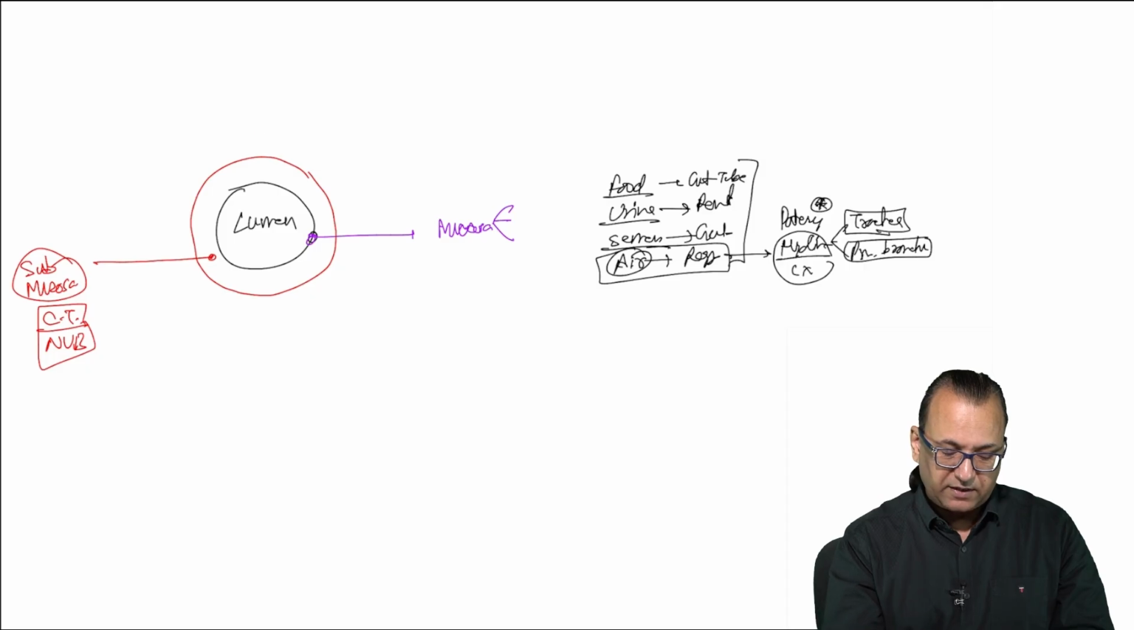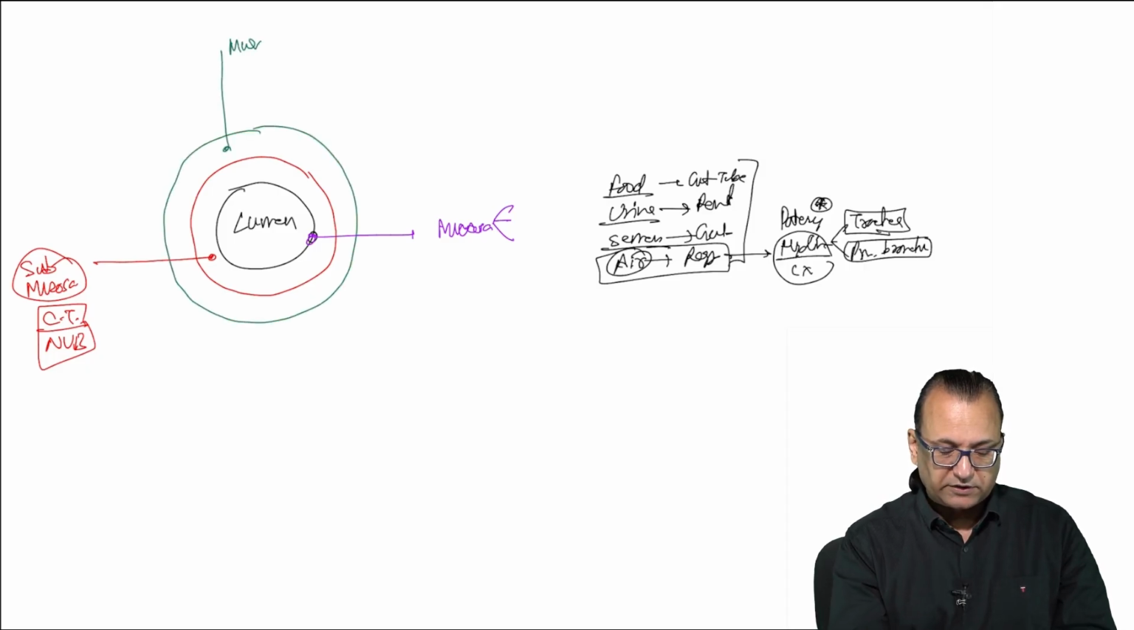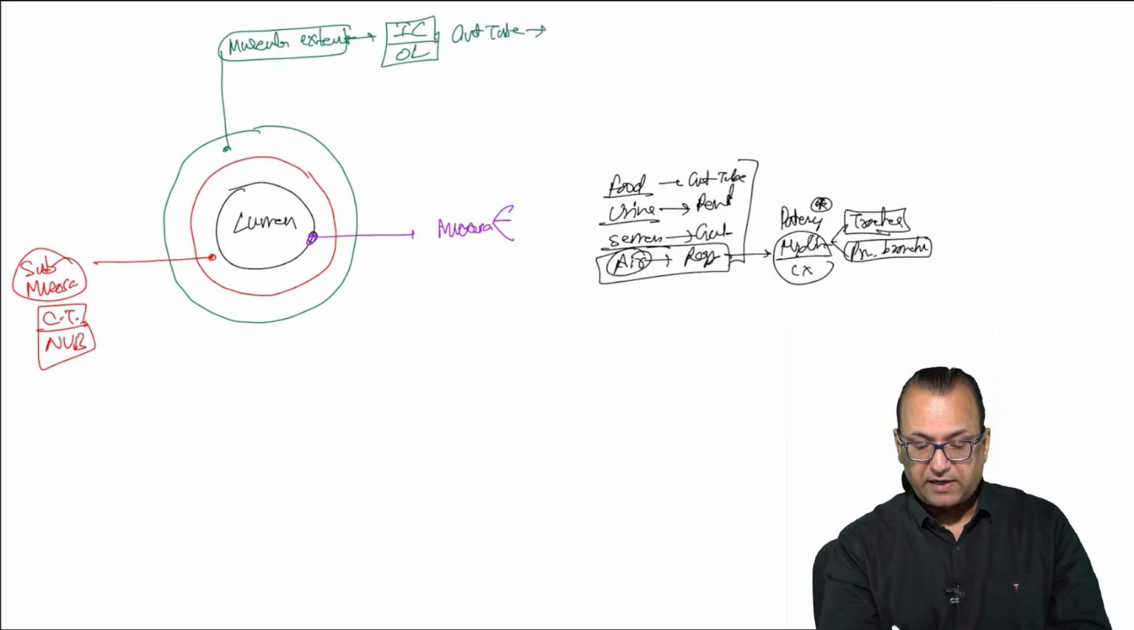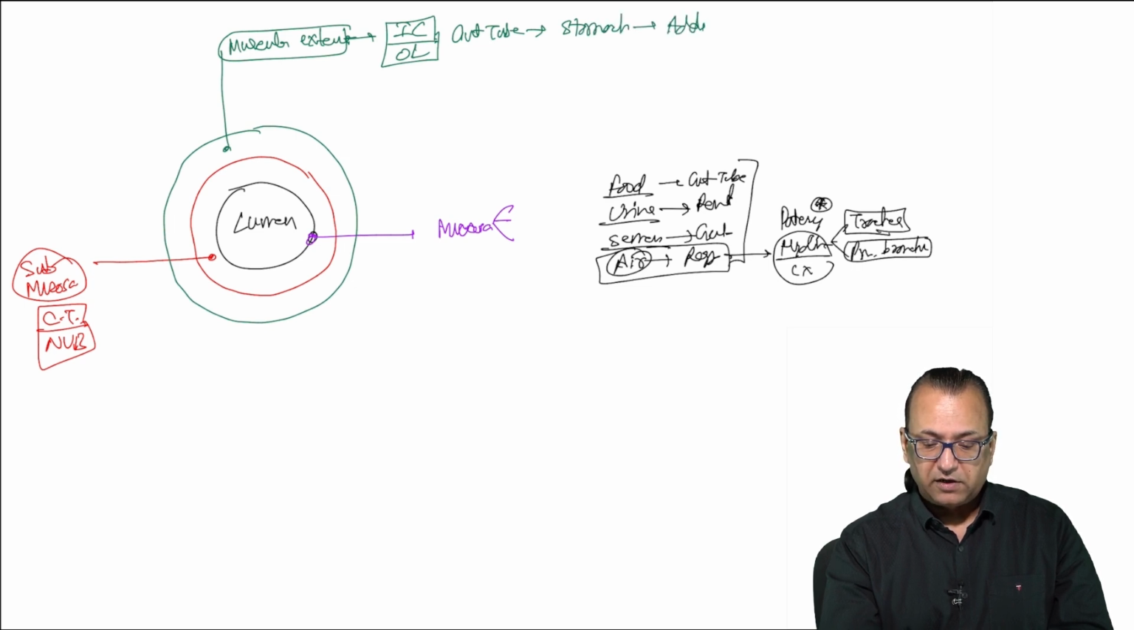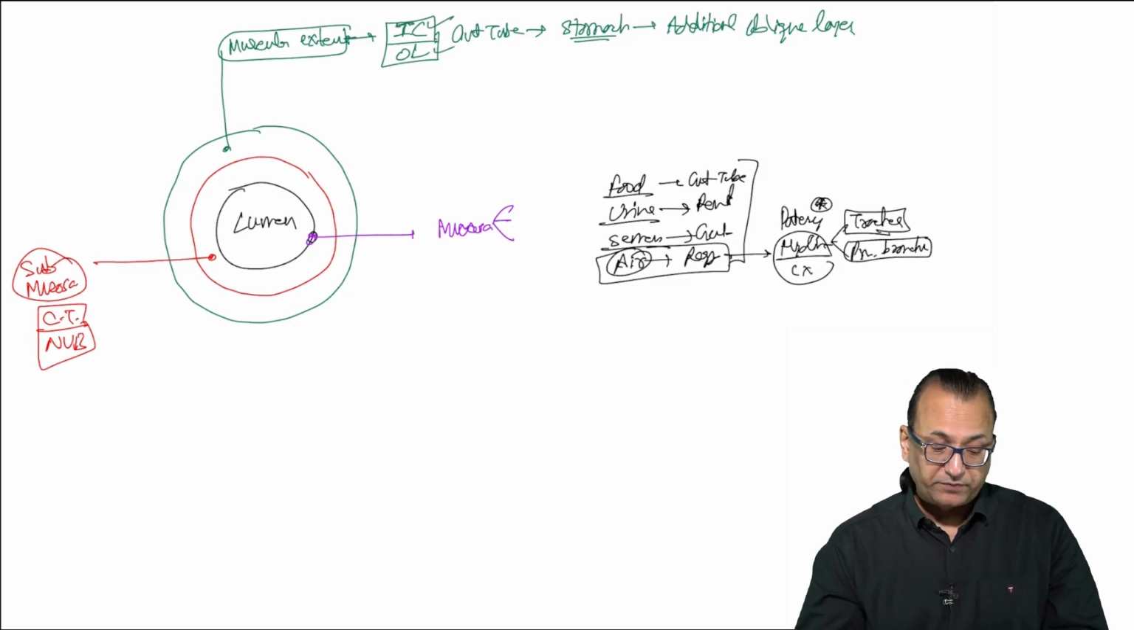What is outside that? Outside that we'll see that there is muscular externa. So this is the muscular externa. We have mentioned that most of the time it will be inner circular, outer longitudinal layer, especially if you are talking about the gut tube, but then there can be exceptions, like the stomach will have additional oblique muscles. So there can be additional layers also, and an additional oblique muscle is seen. So there are three layers now in the stomach. Otherwise, normally speaking, there should be inner circular, outer longitudinal, though the arrangement can change.